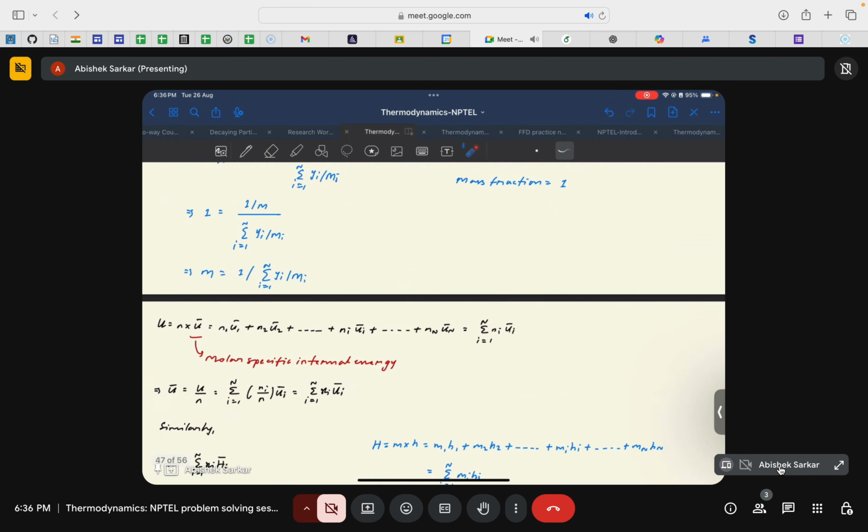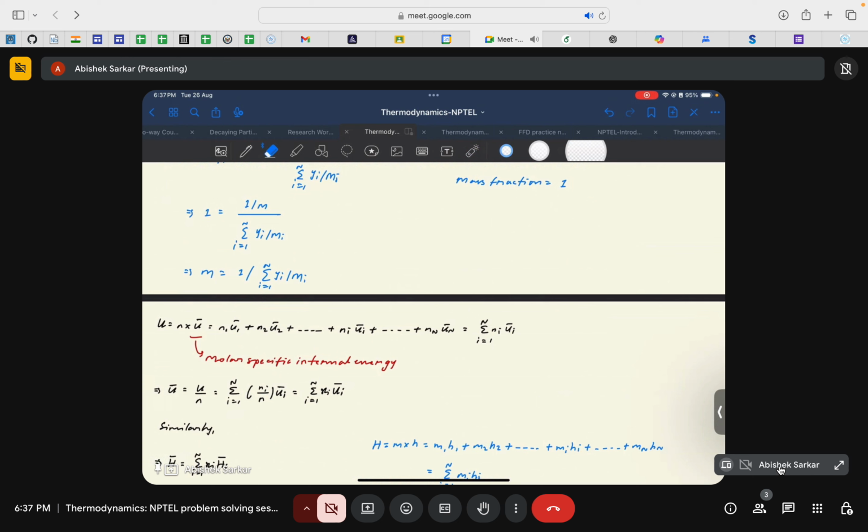I hope it is clear till now. So now, we dealt with the internal energy in terms of the mass. Now let us discuss it in terms of moles. It's again good practice to be familiar with both approaches, the mass approach and the mole approach. So we can write the total internal energy to be the number of moles times the molar specific internal energy.